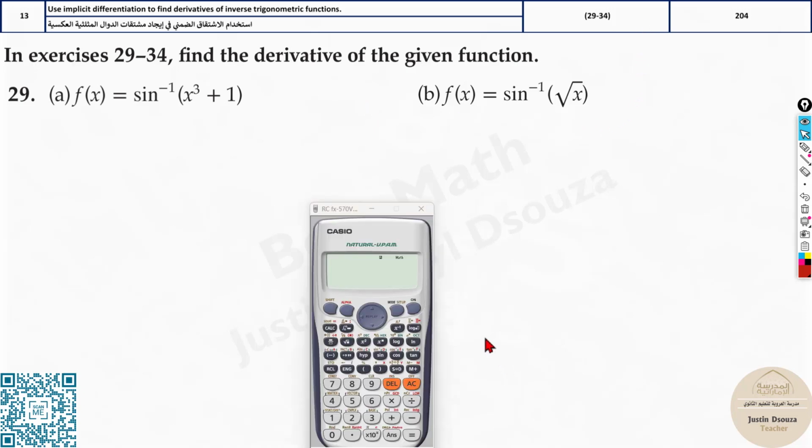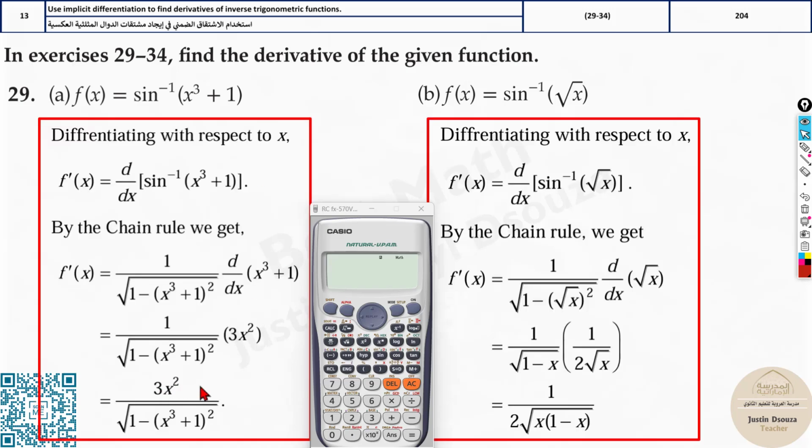Here, to solve using the calculator method, you need to know the options. You have to have the options, otherwise it's not possible. And there's one important thing here. Now we are dealing with what? Sine inverse, cos inverse, tan inverse.